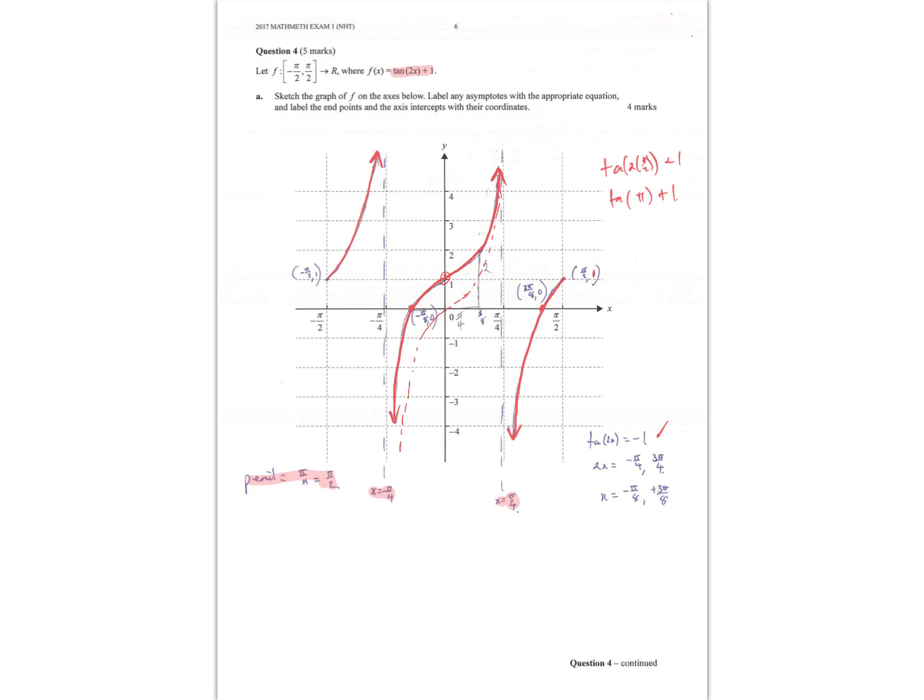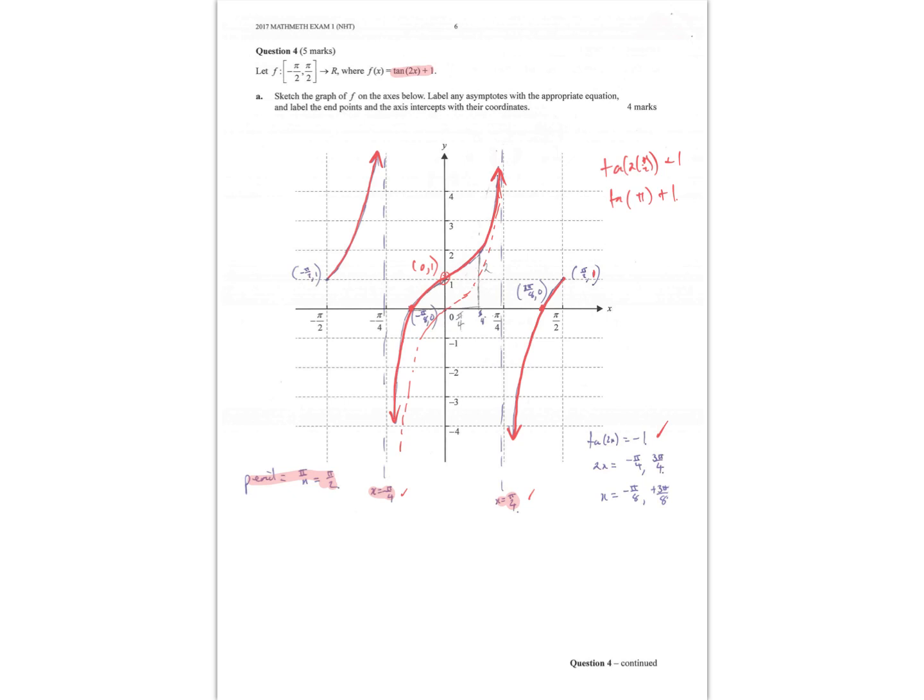So let's read it. Sketch the graph. Label any asymptotes with their appropriate equation. We've done that. X equals, x equals. And label the endpoints and the axis with their coordinates. We've done that. Ooh, axis intercepts. I didn't put 0, 1, did I? 0, 1 for the y-intercept. That may have cost me.